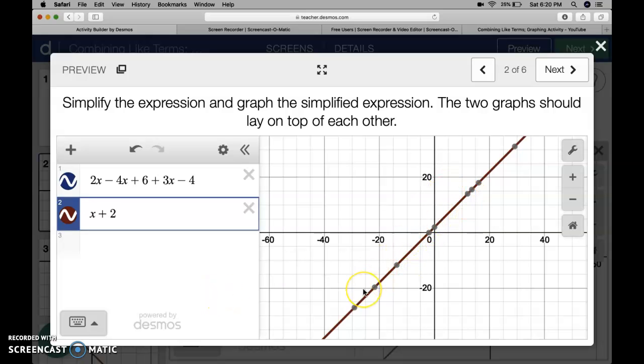I know I did it correctly. I know I simplified correctly. And that's it. That's all you have to do. You go to the next screen and you simplify the next algebraic expression.